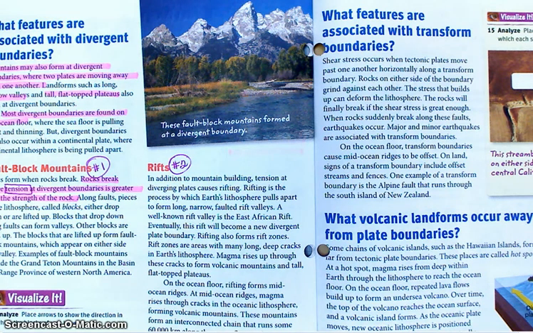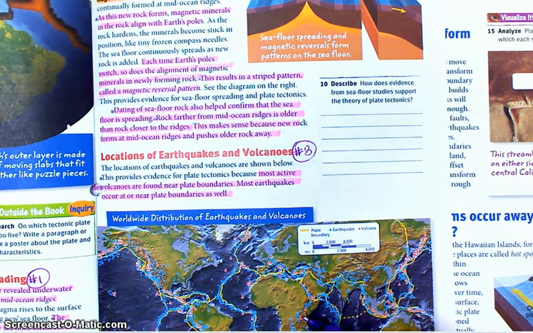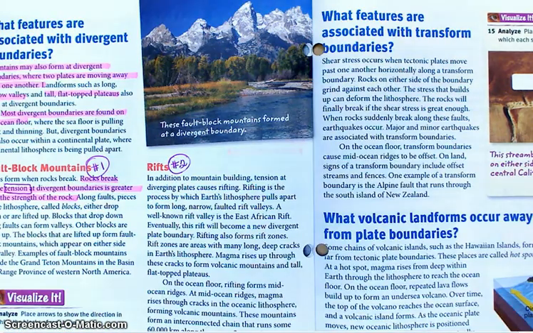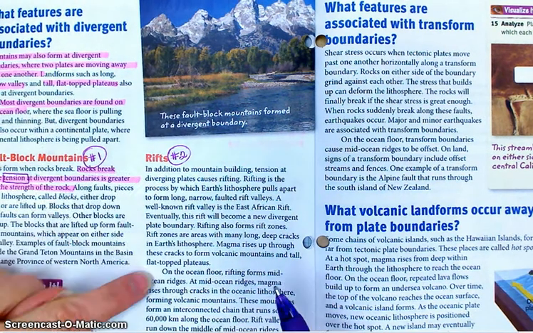Rifting also forms rift zones. Rift zones are associated with many long, deep cracks in the Earth's lithosphere. Magma rises up through these cracks to form volcanic mountains and tall, flat-topped plateaus. So the East Africa Rift is this in here. This area where the plates are, that part of the African plate, is starting to split.